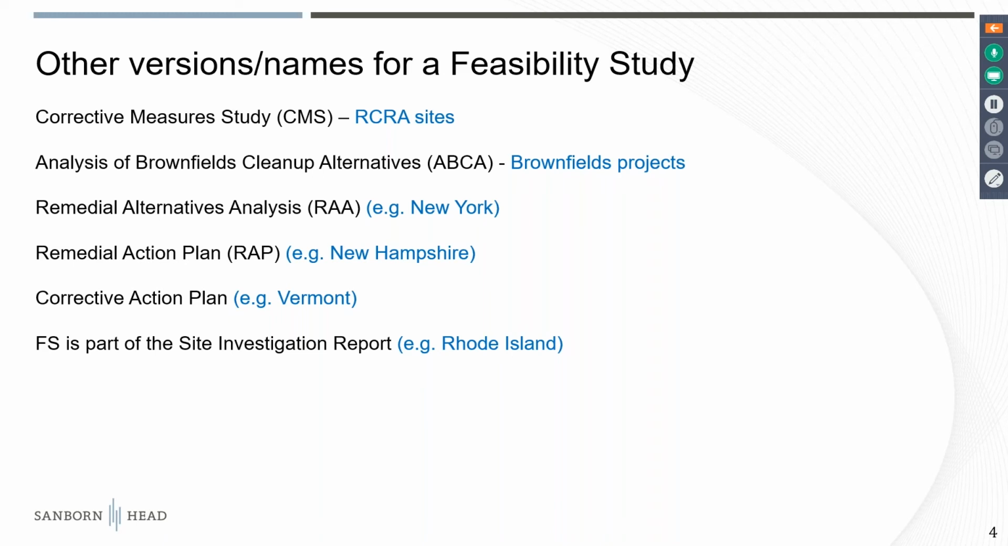In the RCRA program at the federal level, a corrective measure study is also akin to a feasibility study. In brownfields projects, you're looking at an analysis of brownfields cleanup alternatives, or ABCA. In New York, the feasibility study process is called the remedial alternatives analysis. New Hampshire, it's called the RAP. Vermont, it's the CAP. And in Massachusetts, it's the Phase 3 and the MCP. And in Rhode Island, for example, the FS is actually part of the site investigation report. So you can see it's all different versions of the same idea of the feasibility study.